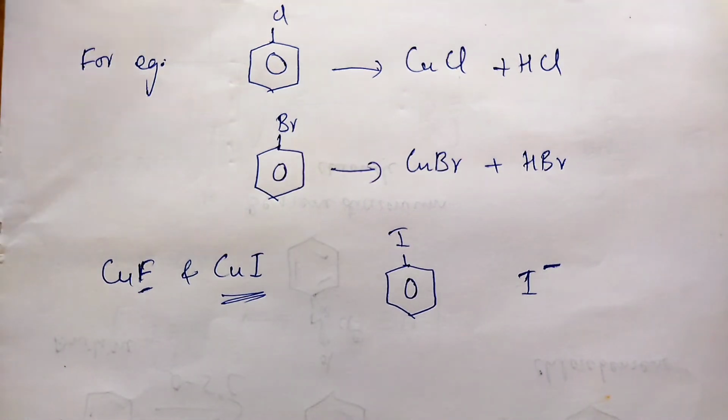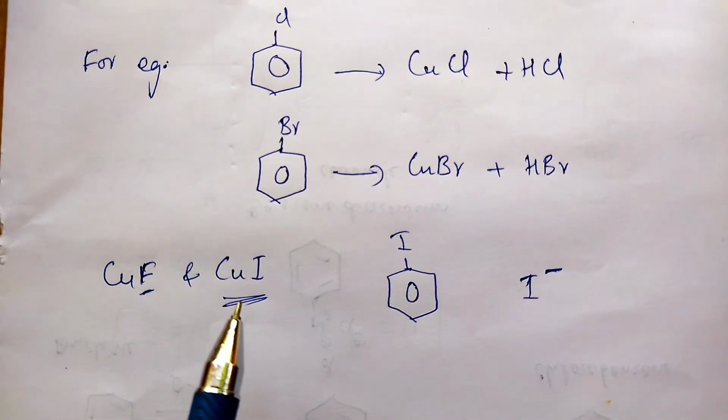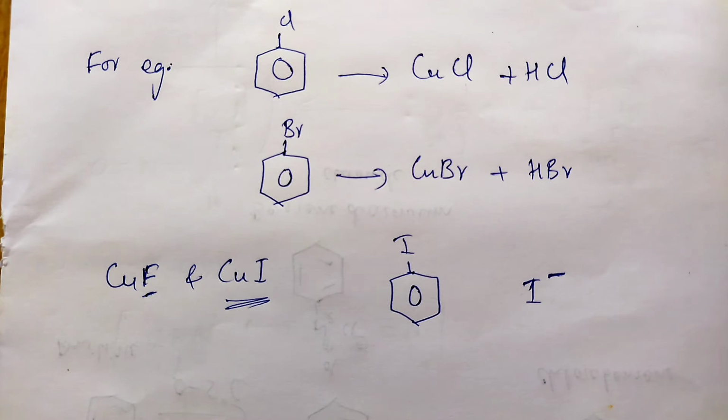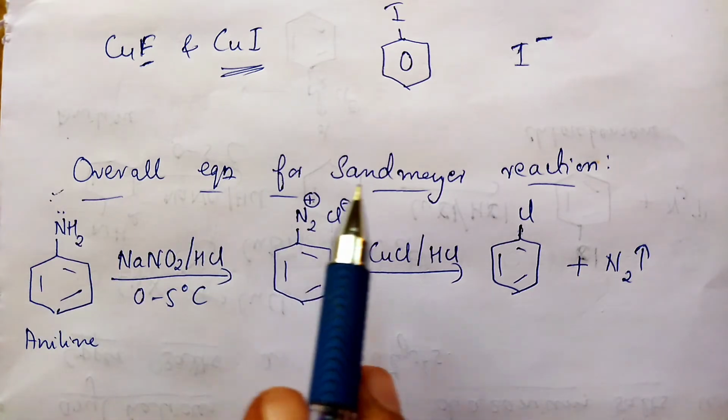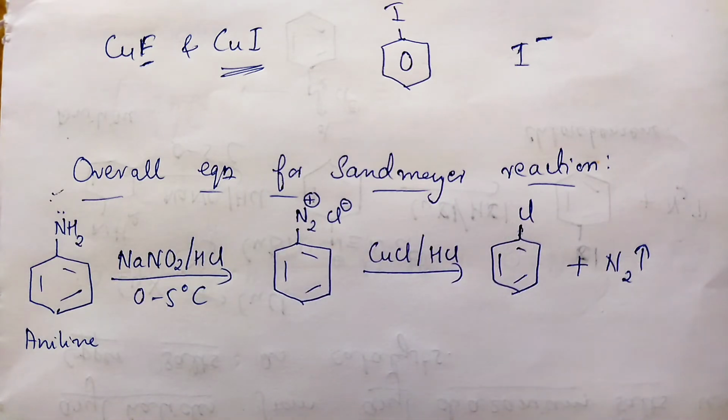But when do you call a reaction as Sandmeyer reaction? Only when copper salt is used as catalyst. That's why you cannot call direct iodination as Sandmeyer reaction. So the overall equation for Sandmeyer reaction can be given like this.